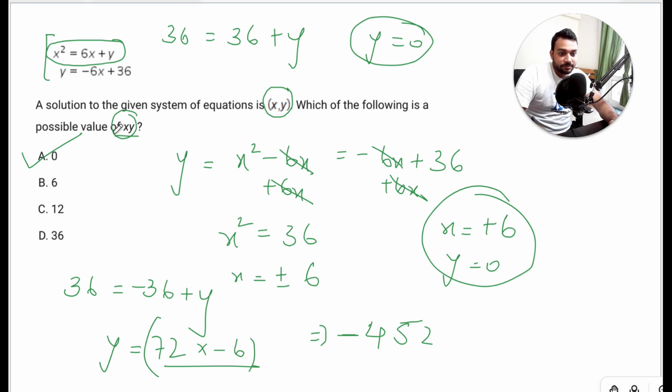Looking at the next question, be very careful what they're asking. They're asking of this product, not just x or y. Okay, even I made that mistake. Let's go to the next one.